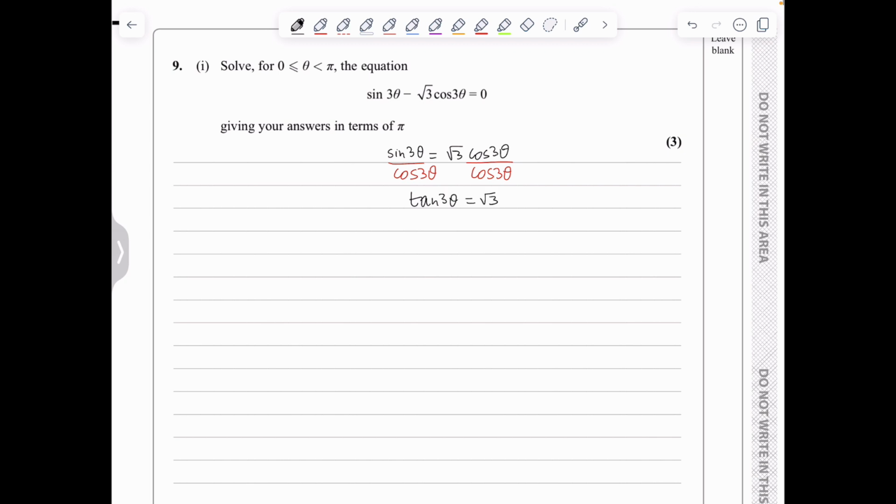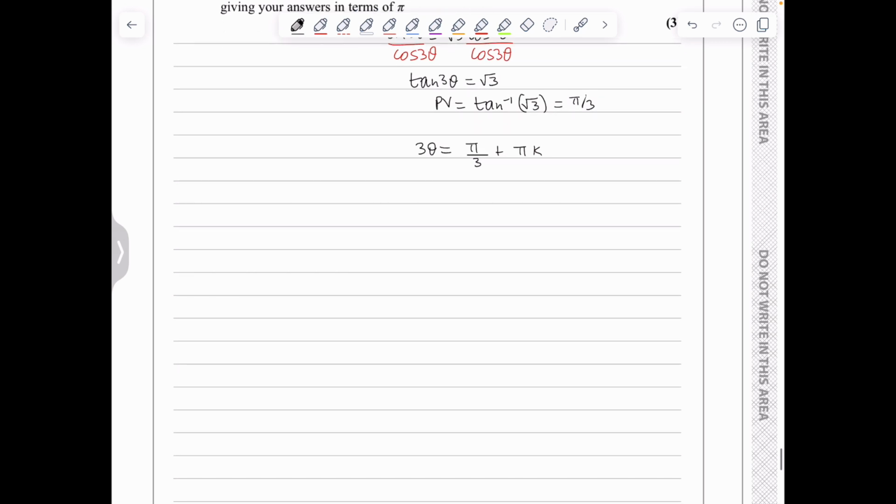The PV is shift tan of root 3, which gives an answer of pi over 3, and therefore we have that 3 theta is the PV, pi over 3 plus pi k. Remember, k can be any integer, positive, negative, or 0. I will divide throughout by 3 to get theta is pi over 9 plus pi k over 3, and setting k to be 0 will give me pi over 9, setting k to be 1 will give me 4 pi over 9, and setting k to be 2 will give me 7 pi over 9. We've got a total of 3 solutions between 0 and pi.